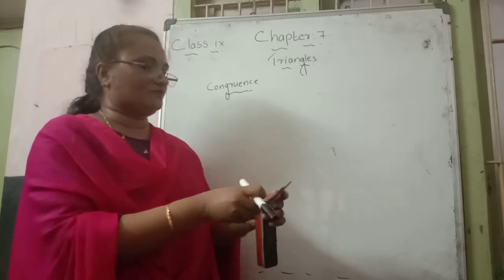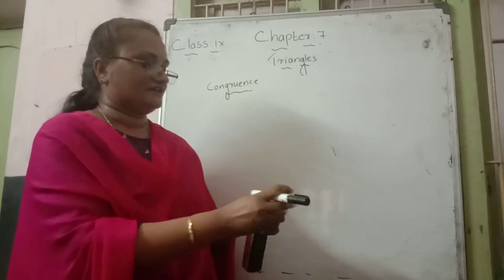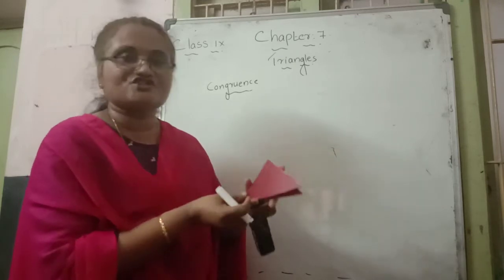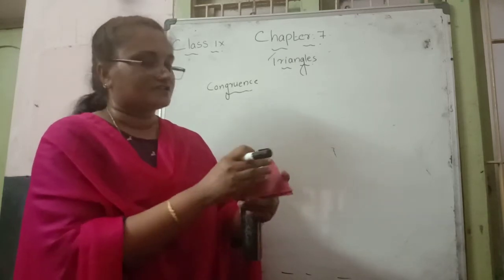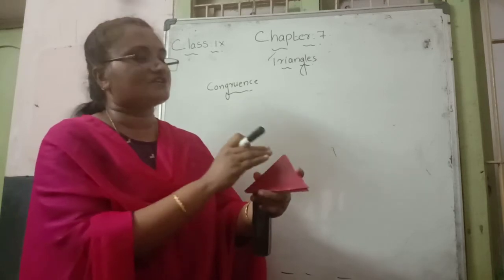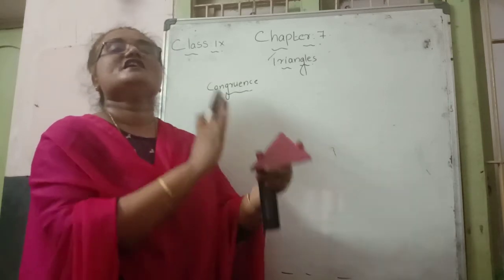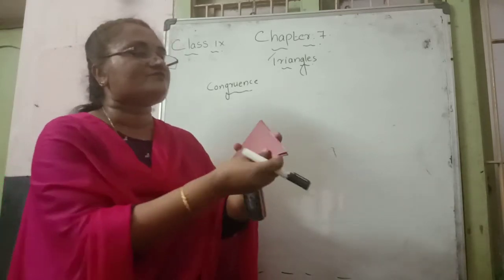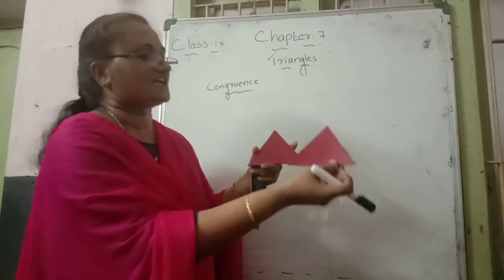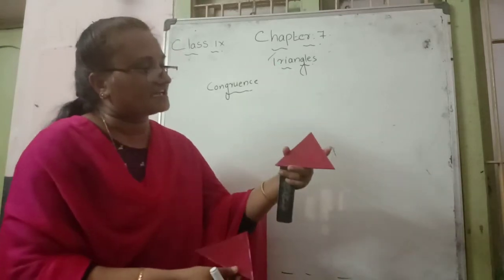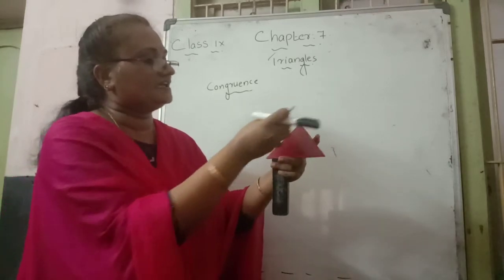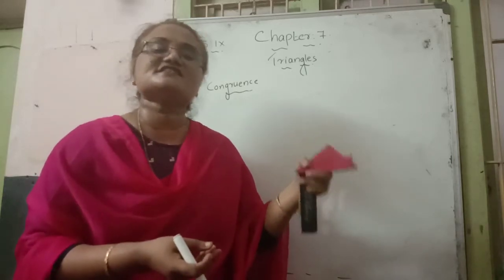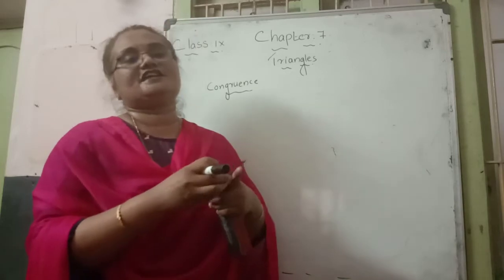The triangles' sides also become equal, and when joined, their sides cover each other. That means the size and shape of these two triangles are equal. That's why we can say this. I call the first triangle PQR and the second triangle DEF. These two triangles are in which way? They are congruent. Congruence means they are equal.